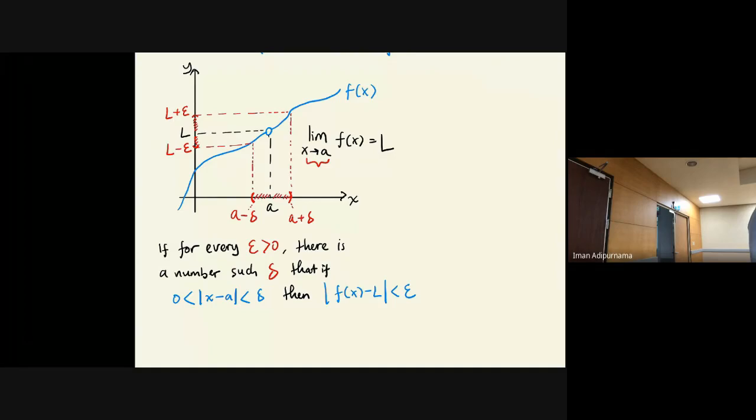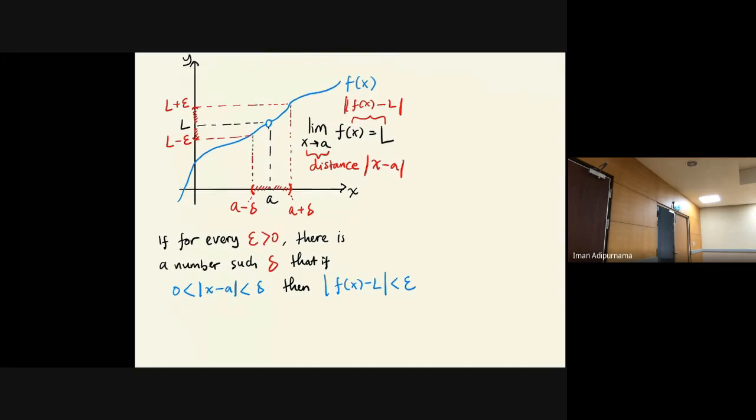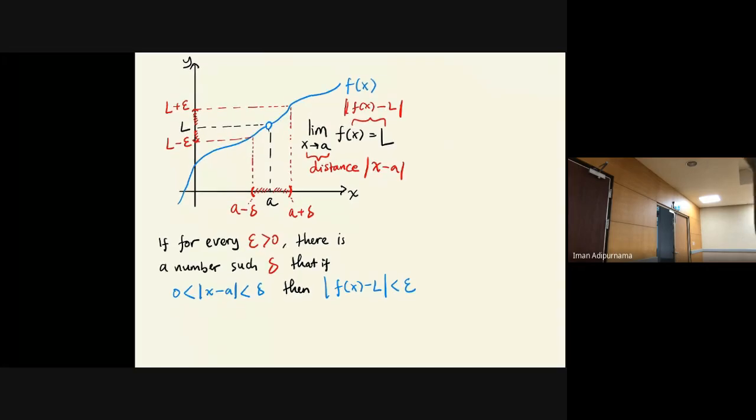So we have the limit, right? This is the distance of x minus a, as x gets closer to a. And f(x) equals L, here is our epsilon, right? So we need to take some approach to relate the distance, the delta, and the epsilon. I will just show you what it really means.